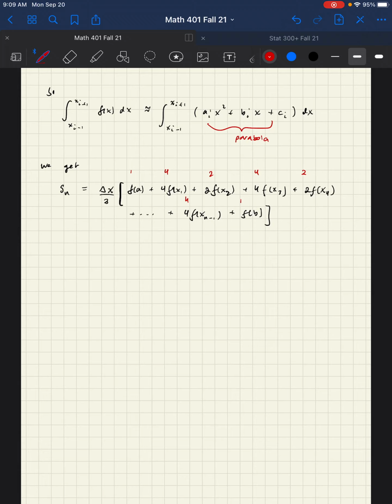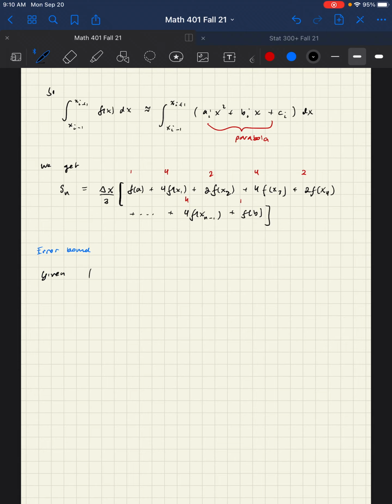Okay, it always starts with a 1, the next one's a 4, the next one's a 2, and then it alternates between 2 and 4 until the second to last one is always a 4 and the last one's a 1. Okay, that's the pattern. Again, the derivation of all that, we're not going to get into it because it's complicated. We could do it together, but it's just not worth our time. So, how is this better? Well, our error bound.